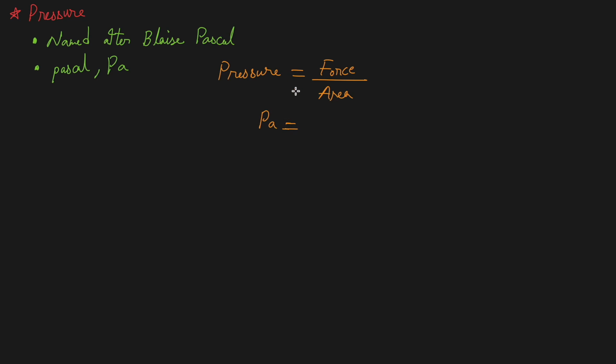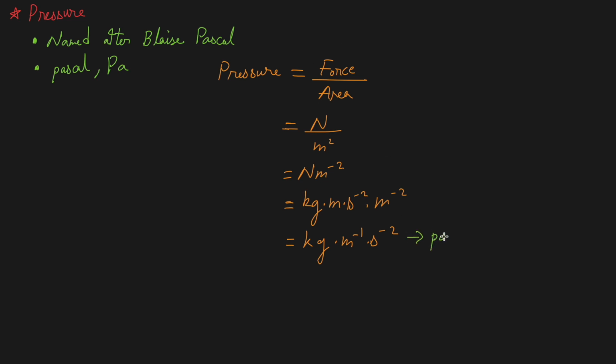So Pa, Pascal, equals force, which is Newton, and the area is square meter, which is m squared, which will be N m minus 2. And even if we break it down to its base units, it will be kg m s minus 2, multiplied by m minus 2. So this will basically cancel out one of the m's, giving kg m minus 1 s minus 2, which is basically Pascal, the unit for pressure, Pa.